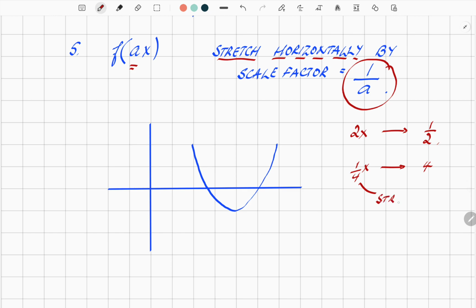That's a stretch. Means it gets wider if it's a fractional multiplier, and this one is actually a compression. All right, just move that. So you're squeezing it, and it's going to become narrower. Okay, so let's illustrate that.